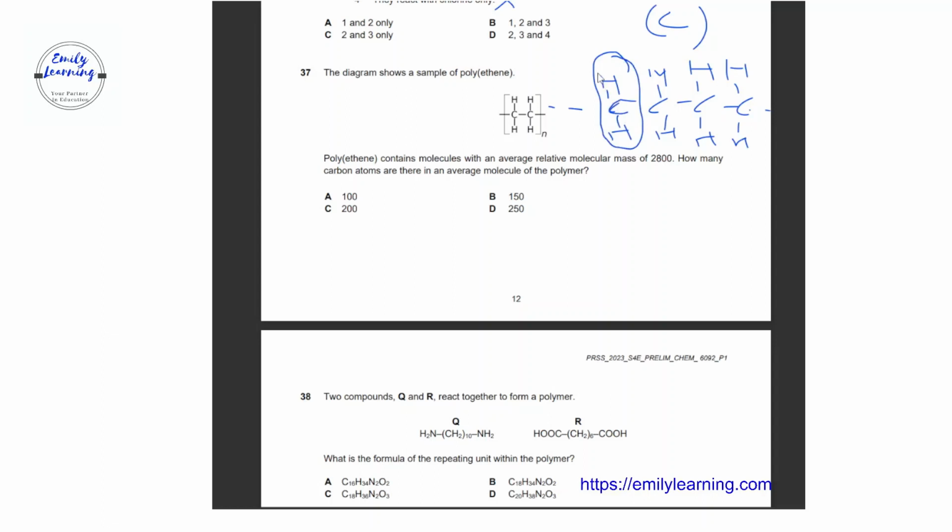Okay, for each carbon you have 2 hydrogens. Carbon has an Ar of 12 and 2 hydrogens has an Ar of 2, 1 plus 1. So total is 14. So if you want to find how many carbons there are, you just need to find how many CH2 groups there are. The molar mass of each CH2 group is 14. So I'll take 2,800 divided by 14, I'll get 200. So I know that there are 200 CH2 groups in this polyethylene molecule, so that it has an average relative molecular mass of 2,800. So if you have 200 CH2 groups, that means you have 200 carbons. So the answer for 37 is C.